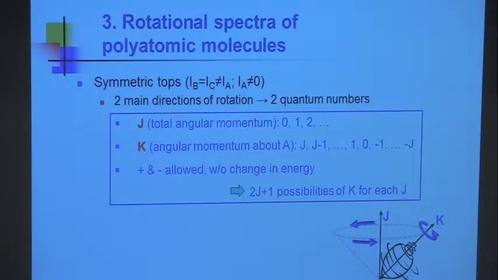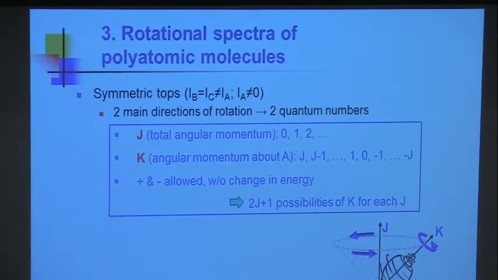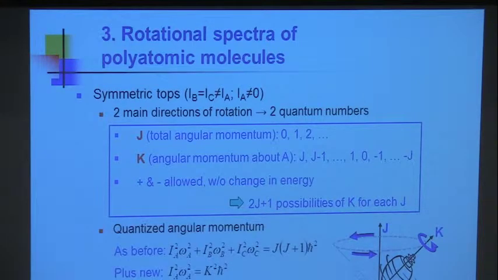Now, by the way, plus and minus have the same energy. It's just that there's a different orientation. So now that means that there are 2J plus 1 possibilities of K for each J. So for example, if J is 1, then K could be 1, 0, or minus 1. So there's 2J plus 1 possibilities of K for each J. So things are getting a little more complicated, but not too bad.